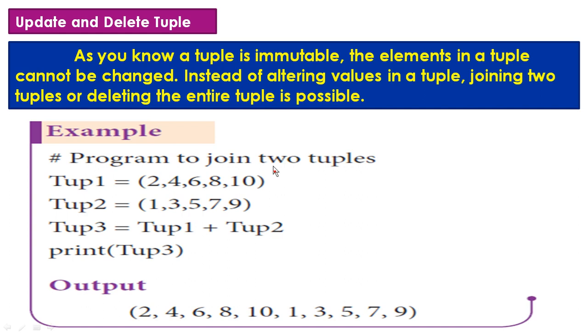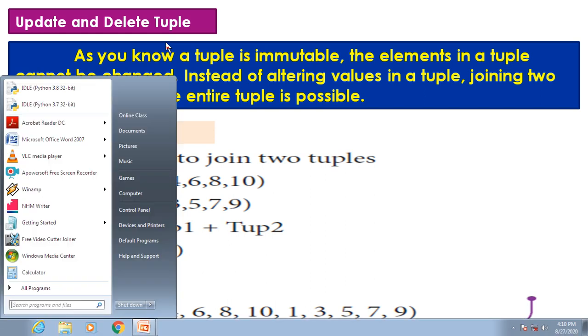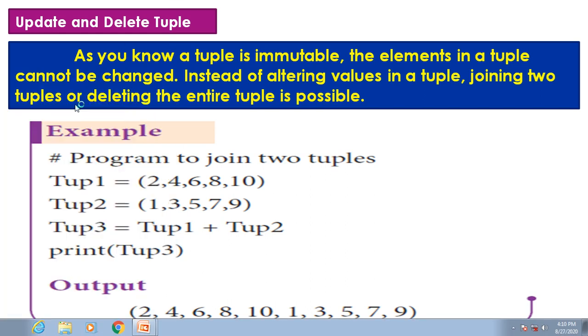Program to join two tuples. Here the first tuple contains even numbers, and the second tuple contains odd numbers. We join tuple 1 and tuple 2 and assign the result to tuple 3. So we get the result of the joined tuples: this tuple contains the even numbers and also the odd numbers. Checking this example by using the IDLE window.